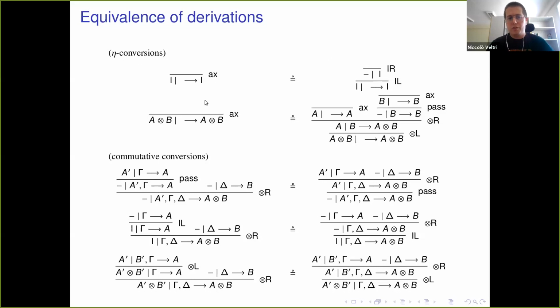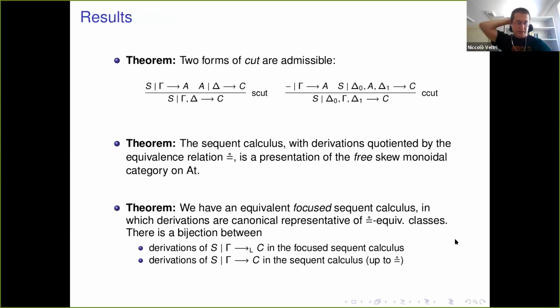There were 2 eta conversions, which expand the axiom rule on identity and tensor. And then we have some commutative conversions that tell you that the tensor right rule commutes with the other left rules and pass rule. Okay, once you have done that, these are the results that we have. So first of all, you can derive 2 forms of cut. So cut is admissible in 2 forms. And why 2 forms? Because the substitution can happen either in the STUP position or in the context position. Okay, so that's why you have these two cut rules.